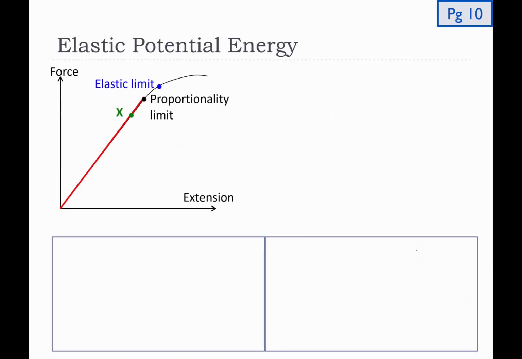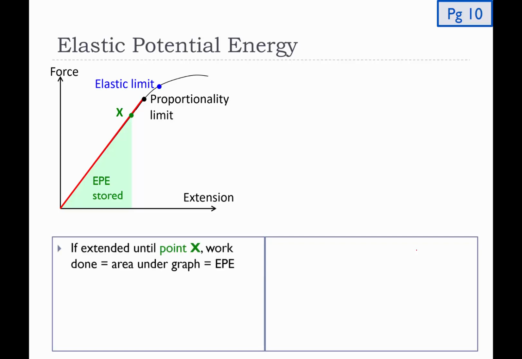So if, let's say, I stretch a spring or a wire to point X, then the work done to stretch the spring is basically the area under the graph, and that green area that we see there is basically the EPE. And that energy is 100% recoverable because once I remove the load or the force, there will be no permanent deformation. The spring will return to its original unstretched length, and all this EPE will be recoverable.